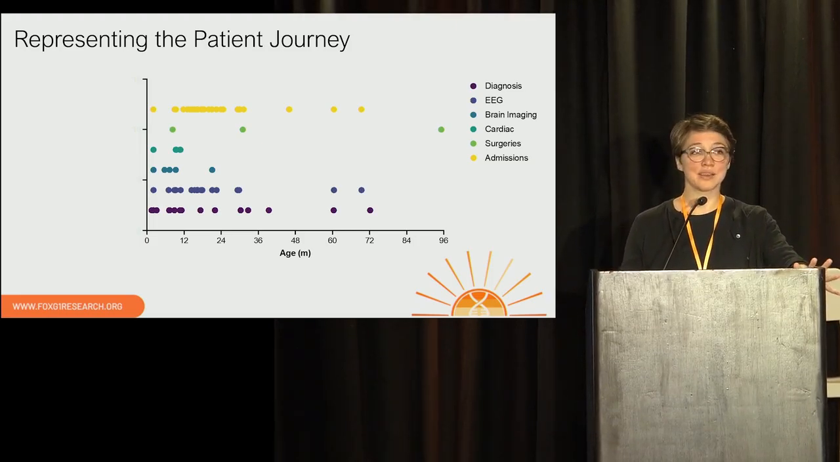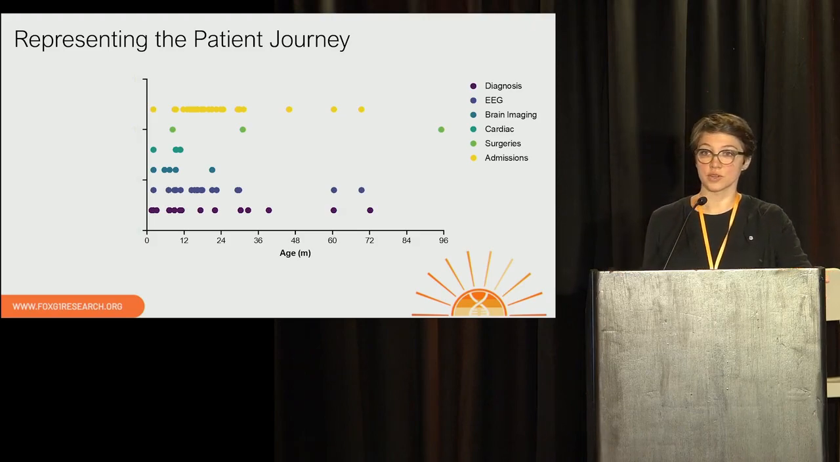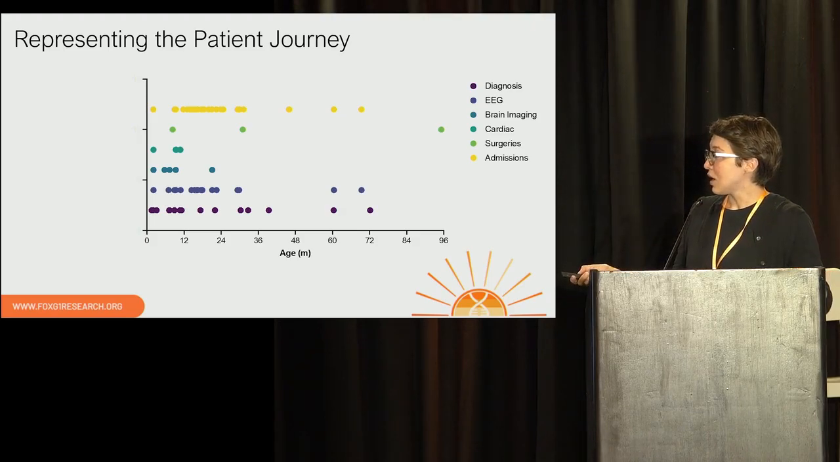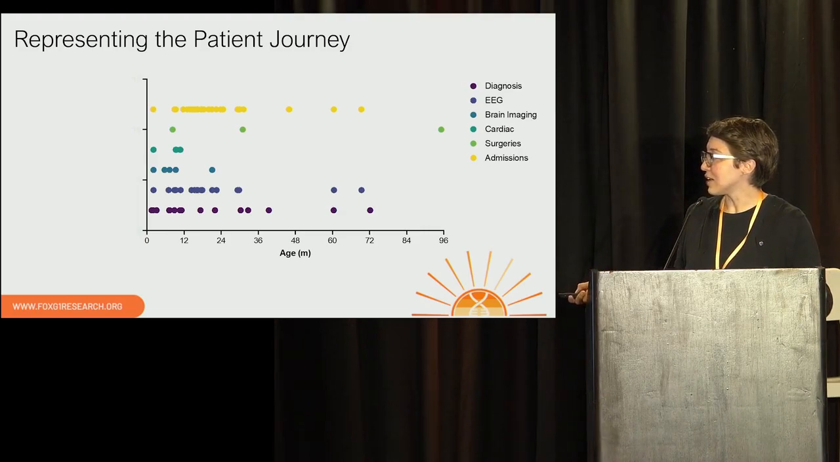But this is actually looking at one participant that I really just chose at random, but I think ends up doing a really beautiful job at illustrating FOXG1 syndrome. Each of these dots represent different events or things that we were tracking in the Citizen data, and along the x-axis is their age in months. The first dark purple line are diagnoses, followed by EEGs, brain imaging, cardiac screening, surgeries, and then hospital admissions.